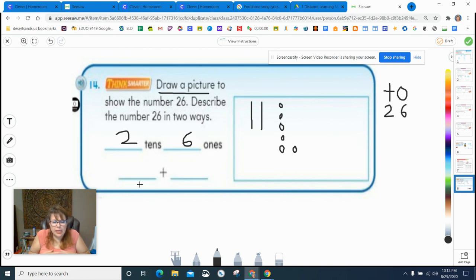Now I'm going to do the expanded form. That means I'm going to count 10, 20. So I write the number 20, the whole number, not 2. I have to write 20. And then I have 6 ones. It's counting 1, 2, 3, 4, 5, 6. So I write 6. And that's expanded form. I hope you liked the lesson.